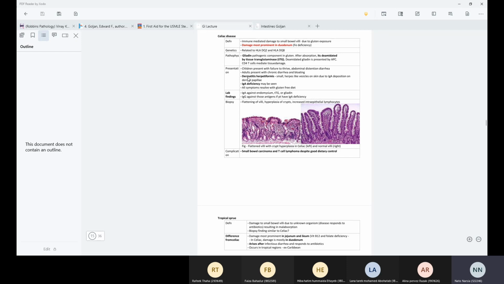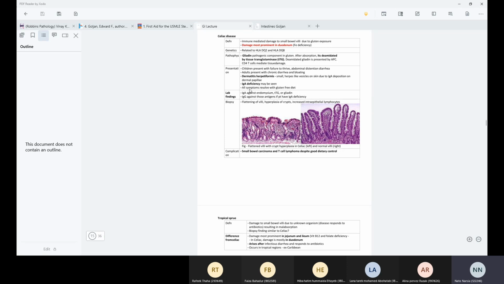Clinical presentation: dermatitis herpetiformis. Herpetiformis means it looks like herpes. Celiac disease is related to immunoglobulin A deposition. Immunoglobulin A, you remember, we had in vasculitis and in the kidney, and we have this immunoglobulin A deposition here as well. But immunoglobulin A deficiency may be seen as well.